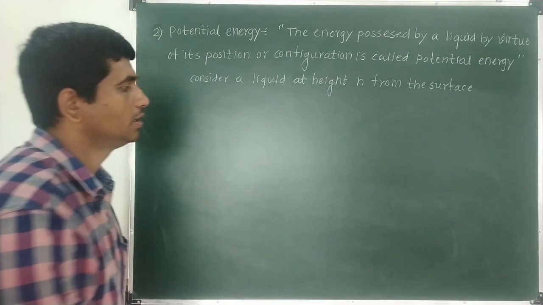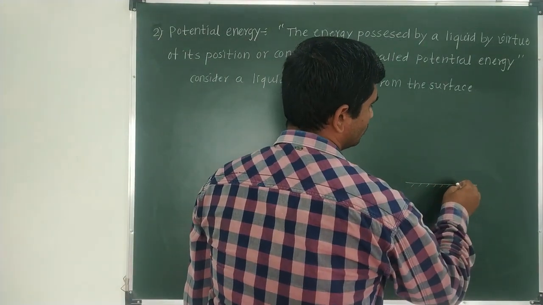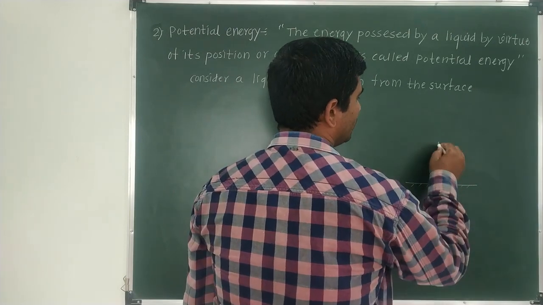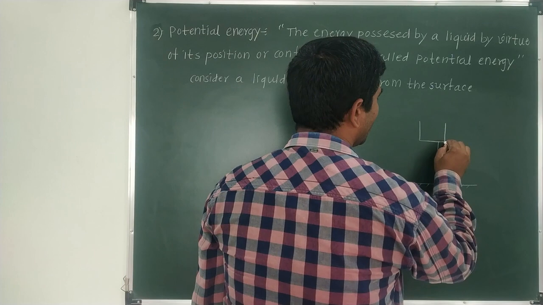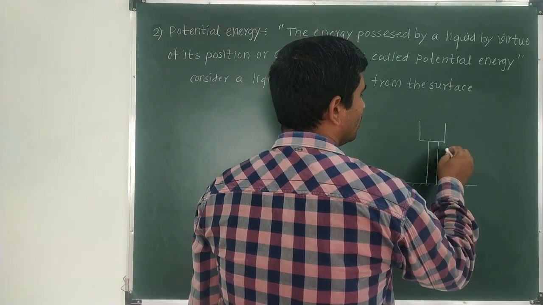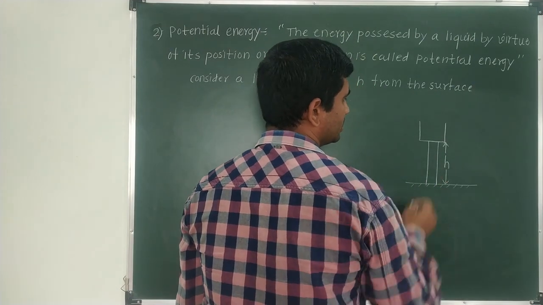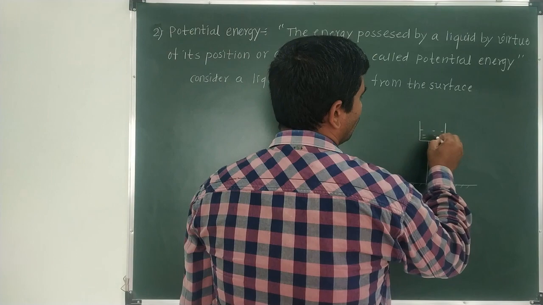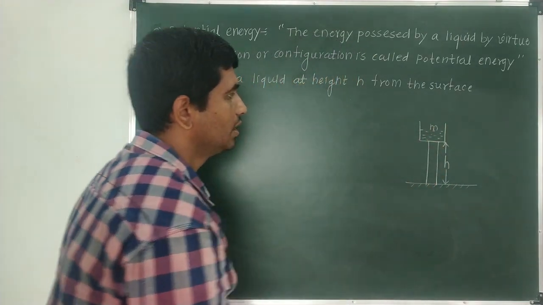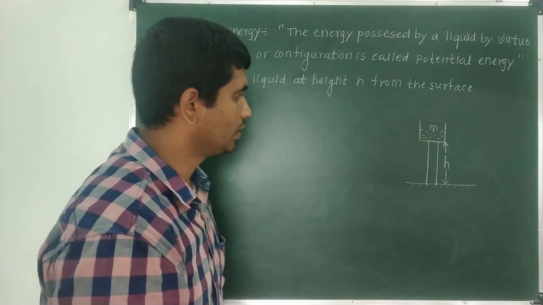Okay, now see, if I set my reference 0 at the surface of the earth, let us say potential energy is 0, then if the liquid is at this point, whose distance from this surface is, let us say, h, and the mass of this liquid is m, then gravitational force is acting on this liquid in the downward direction.